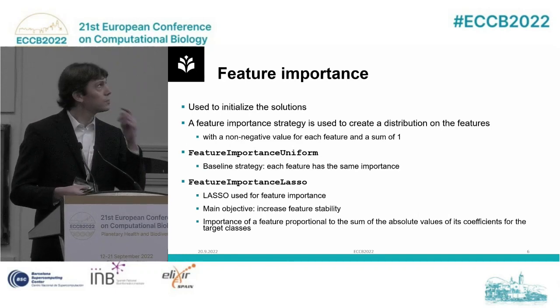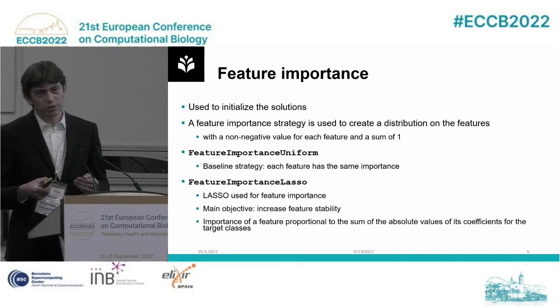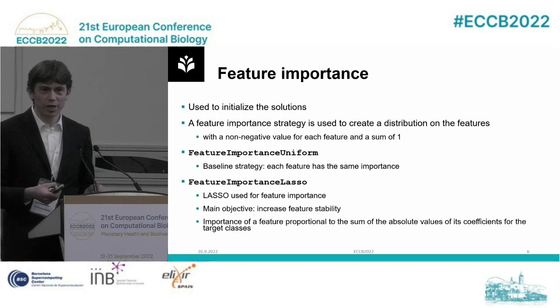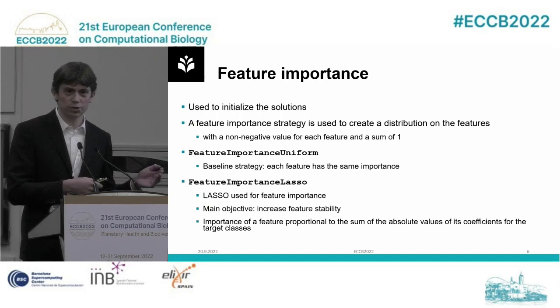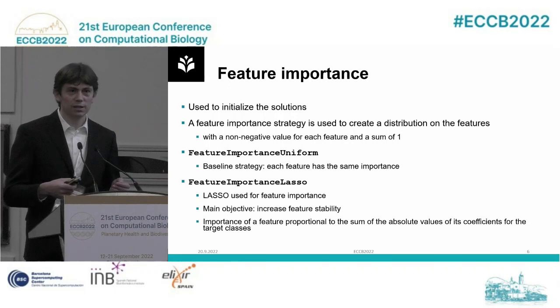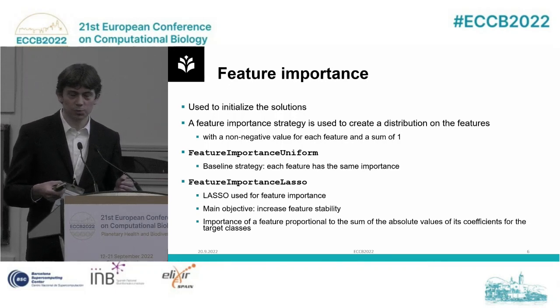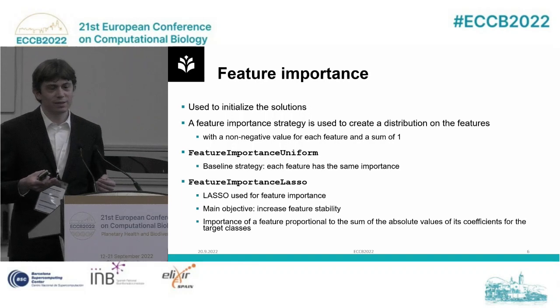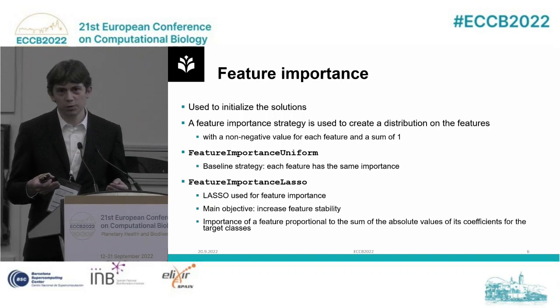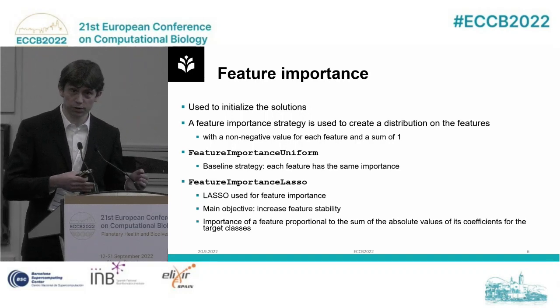So, what about the feature importance? Now we are talking about features that in our use case are genes. We discovered that if we initialize our population with just a uniform feature importance, so every feature can be selected with the same probability, the algorithm is not stable from the point of view of the features that are selected in different folds.